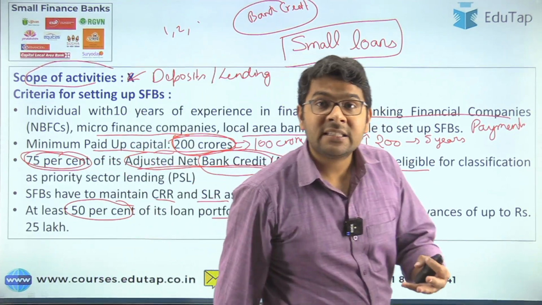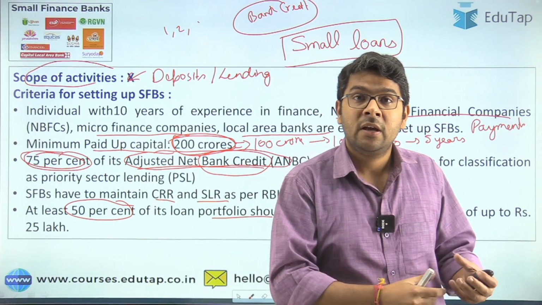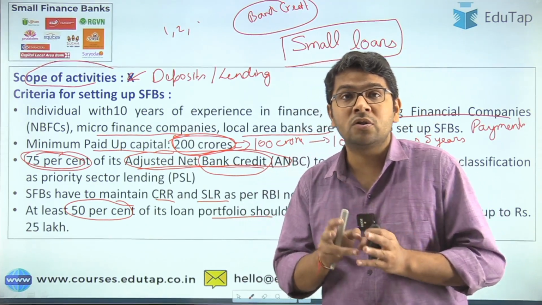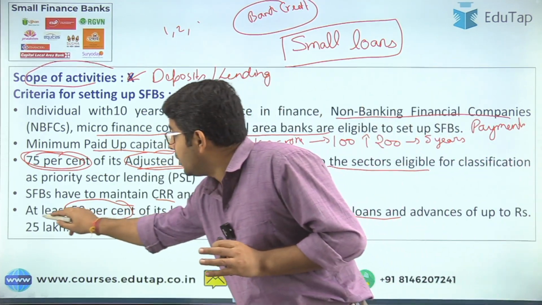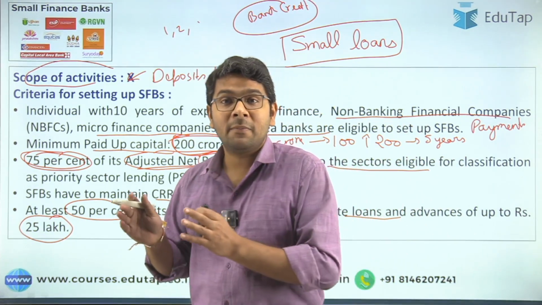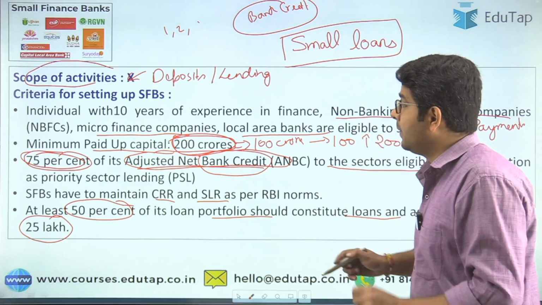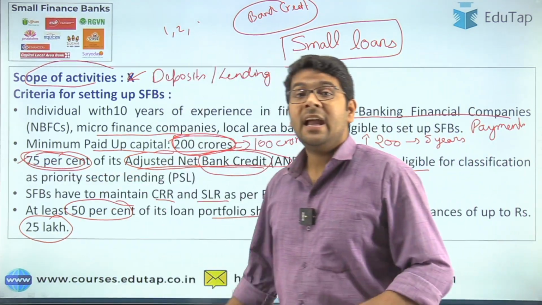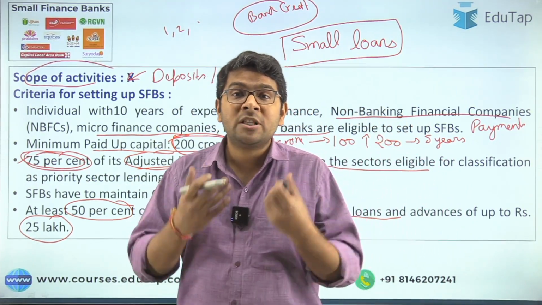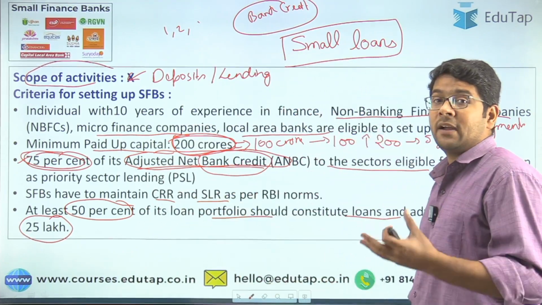That means, guys, one important point here is that small finance banks, as the name suggests, provide small loans. 50% of its entire loan portfolio must comprise loans up to rupees 25 lakhs. So this is another point of difference when we compare it with the normal banks in India. I hope now you can relate it. The first point of difference was in terms of priority sector lending, and the next is in terms of the amount of loan that can be provided. So the majority of loans are small loans, that is up to 25 lakhs.